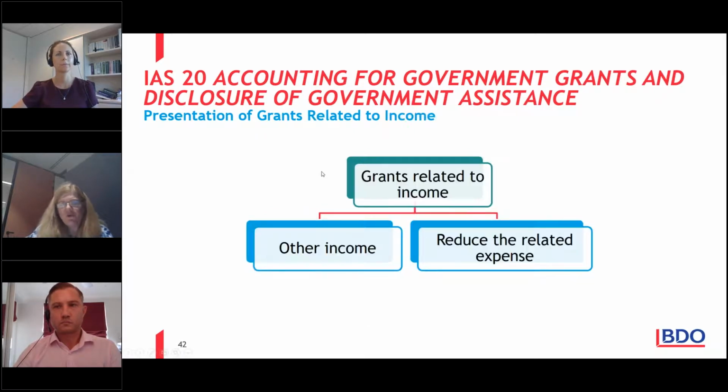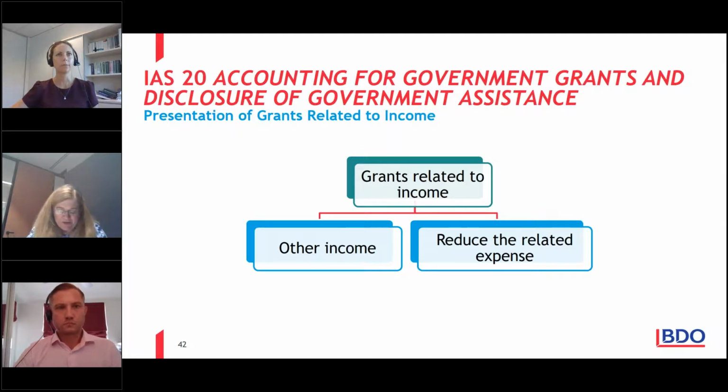Similar, if you've got grants that are related to income, you could either have it as other income and your expenses are still the gross expense amount, or you could not book other income but instead reduce the related expense. Again, you've got a presentation choice here. All right, so how do you want to present it?